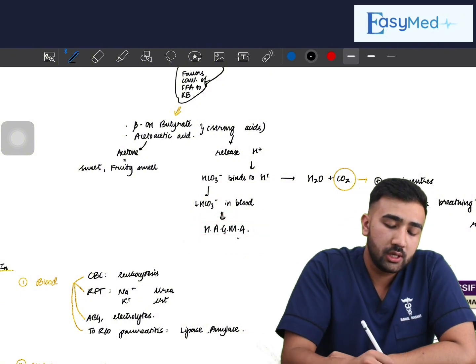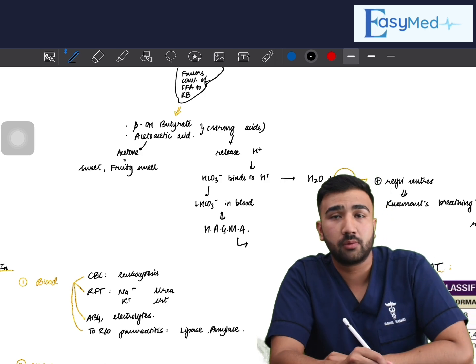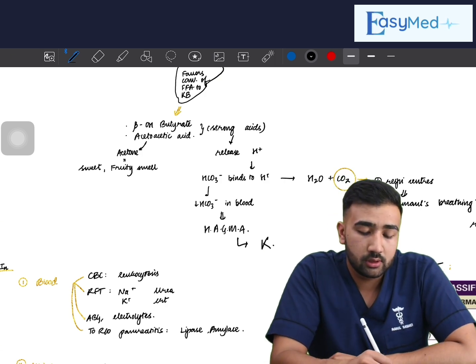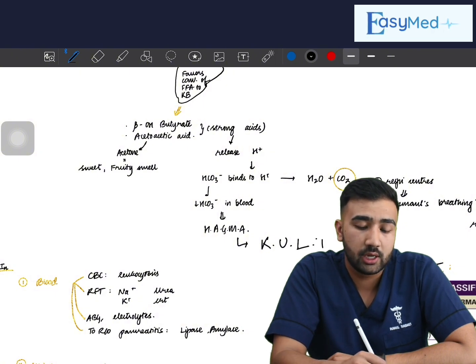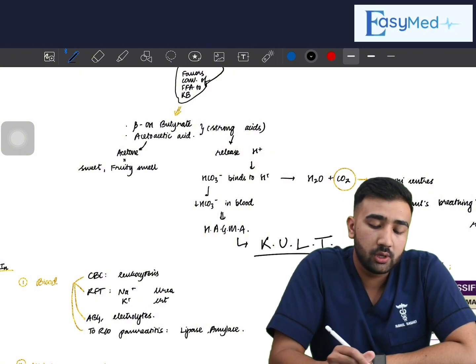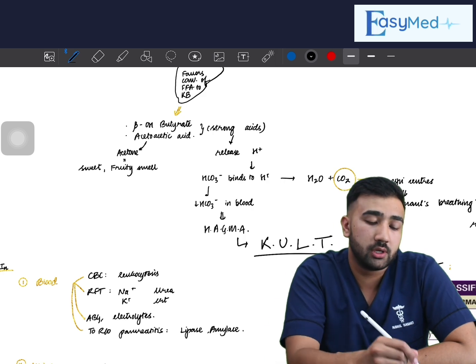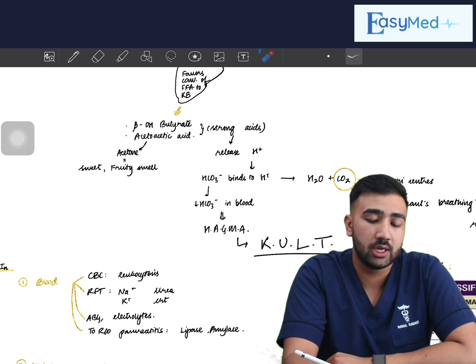अब यो भन्दा भन्दै चाहिँ, other causes of high anion gap metabolic acidosis are diabetic ketoacidosis 1, uremia is the other, lactic acidosis and various toxins. So KULT बाट चाहिँ we can remember the various causes of high anion gap metabolic acidosis.